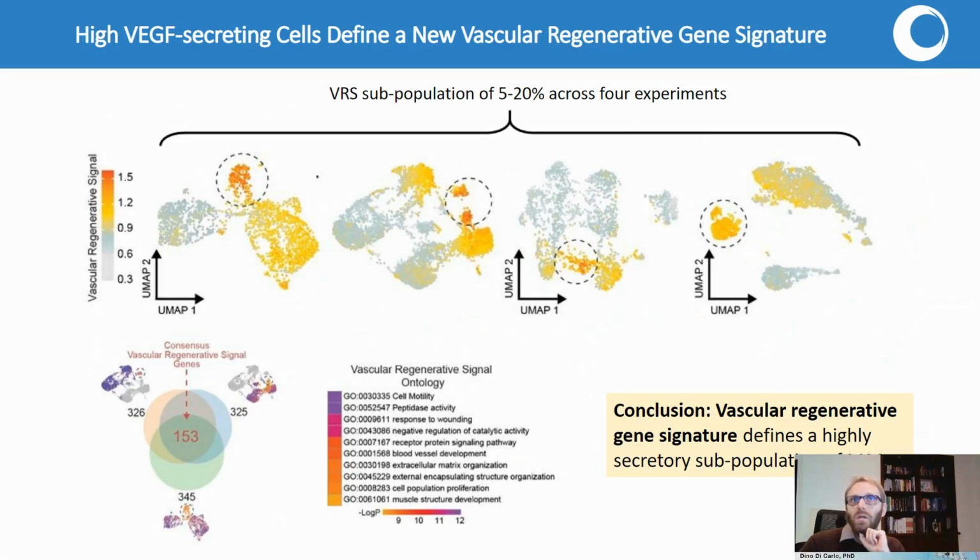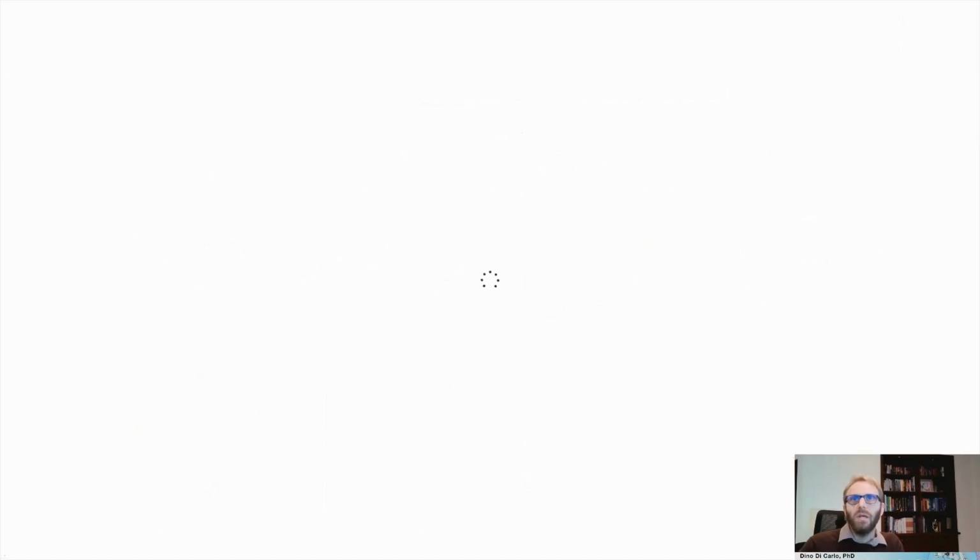And again, we can show this across a number of different experiments, where we always have a population of about 5 to 20% that has this high secretion phenotype. And this high secretion phenotype has some consensus genes associated with cell motility, response to wounding, and blood vessel development. And so we actually defined a new gene signature, which we call the vascular regenerative gene signature. And that's what we're plotting here: this subpopulation with the vascular regenerative gene signature is about 5 to 20% of the MSC population. And those are the cells that are largely responsible for secreting most of the VEGF, especially in normoxic cells, and then in hypoxic cells, you have some other cells that also secrete VEGF. So that's very interesting and important.